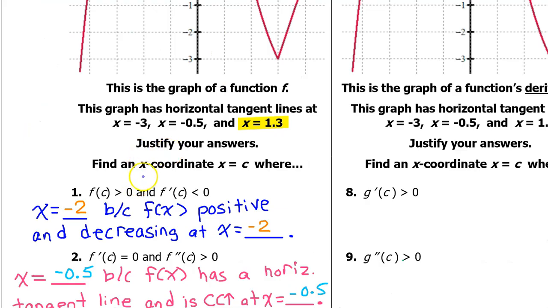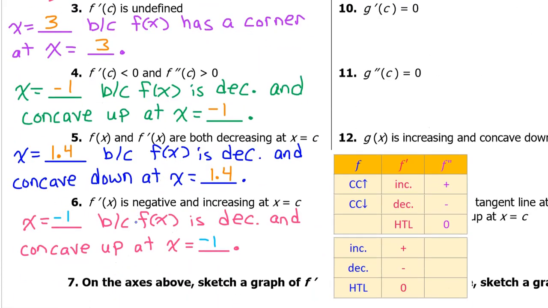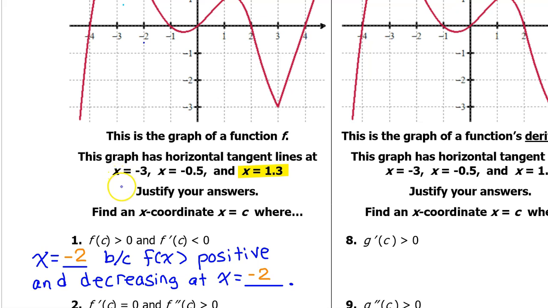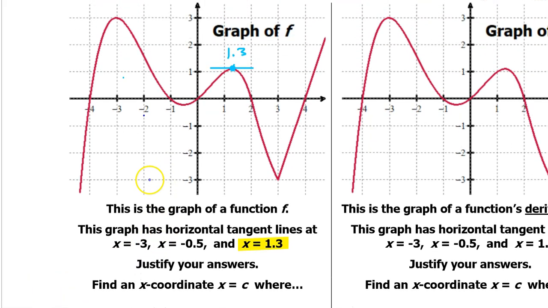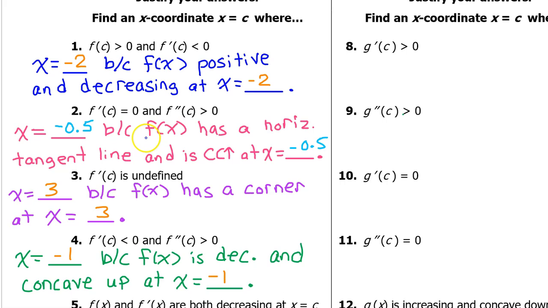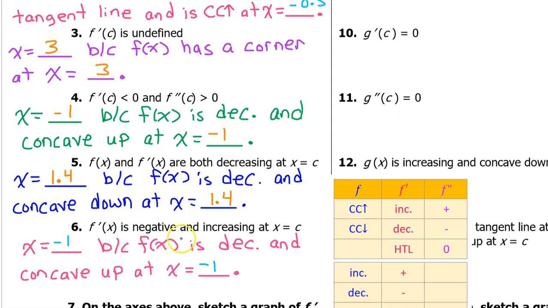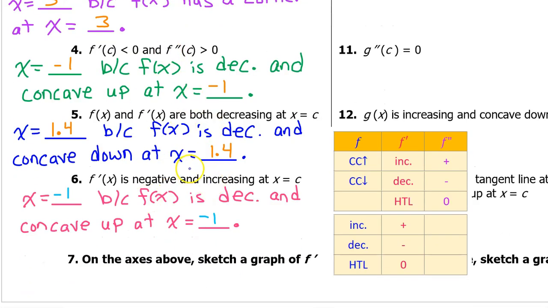Looking back, let me emphasize two things that I've modeled for you on these first 6 problems. First of all, your justification must always be based on the graph that you are given. For the first 6 problems, we were given the graph of f, so as we scan down, notice that every single justification is based on f of x. F of x is positive, f of x has a horizontal tangent line, f of x has a corner, f of x is decreasing, f of x is decreasing, f of x is decreasing. It's all about f of x because that's the graph we were given. Nowhere did I mention f prime or f double prime after the word because.